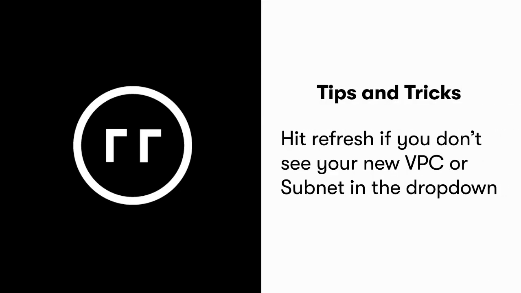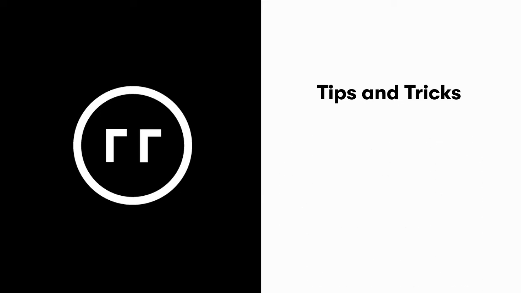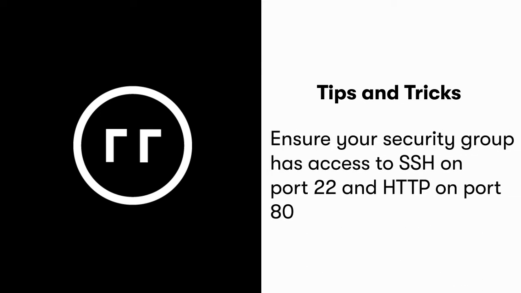2 quick tips and tricks. The first one is you want to hit the refresh button if you don't see your new VPC or subnet in the dropdown when you create it. The second one is make sure your security group has access to SSH on port 22 and HTTP on port 80, as these will be essential when installing MiniKF, but then also when viewing the central dashboard.